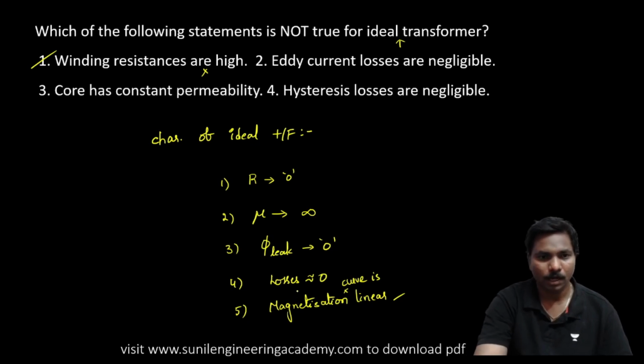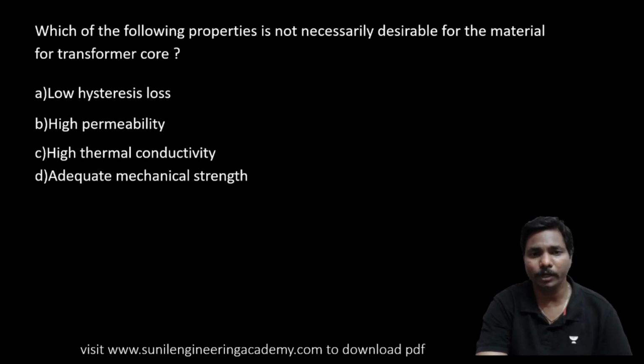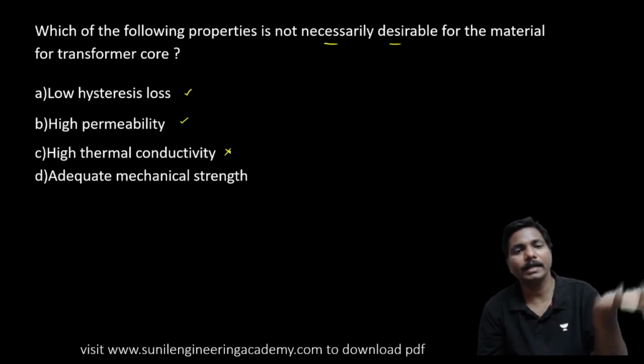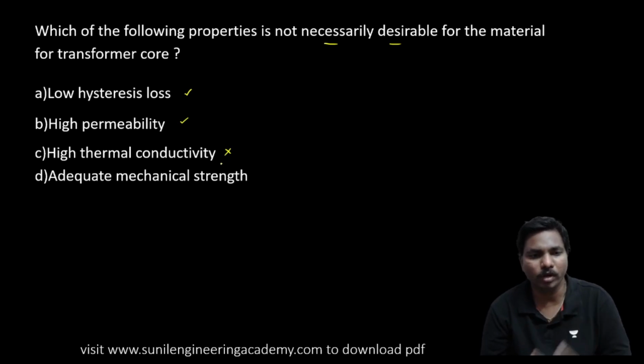Coming to the next one: which of the following properties is not necessarily desirable for the material for a transformer core? Low hysteresis loss is desirable only. High permeability is desirable only. Thermal conductivity, we don't want conductivity. If you have the conductivity, then eddy current losses will increase. We don't want that.